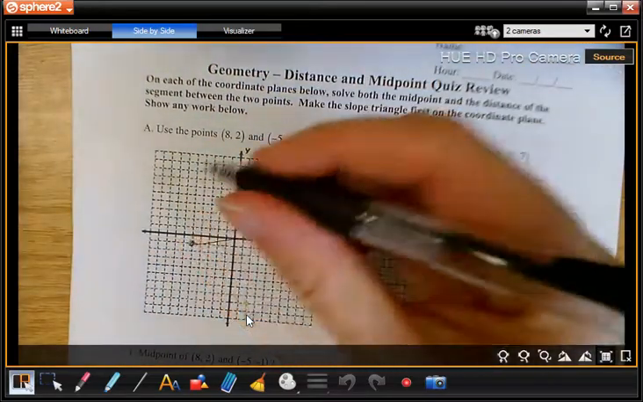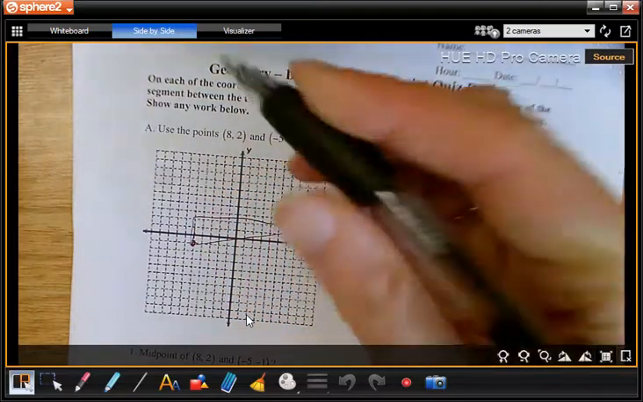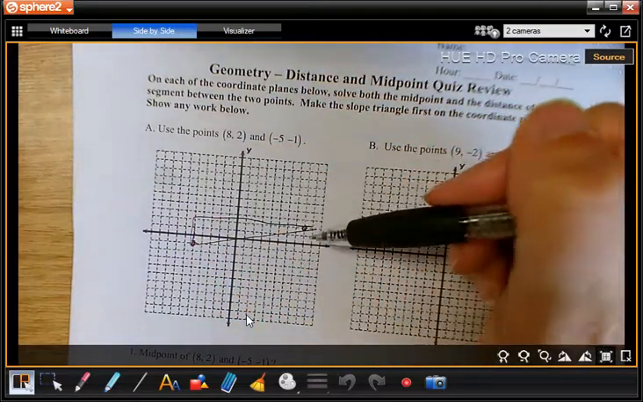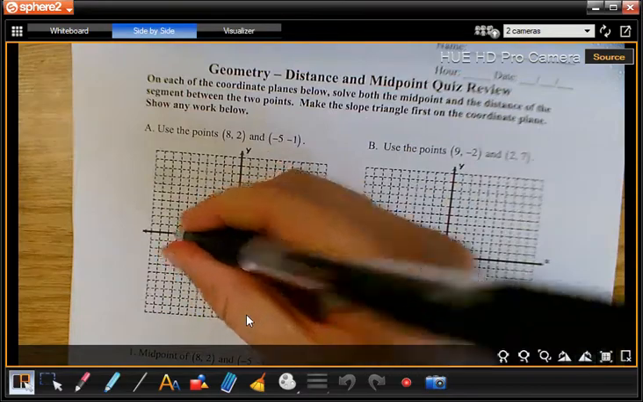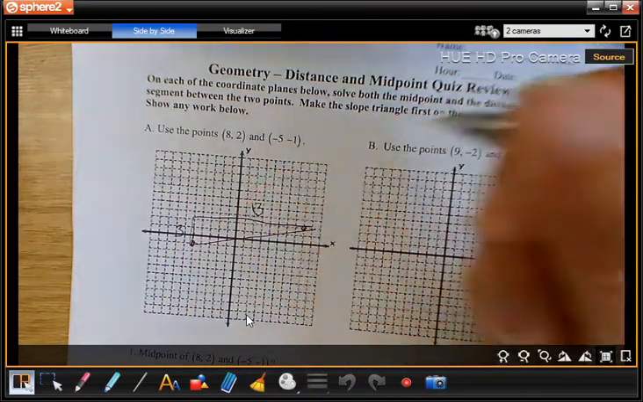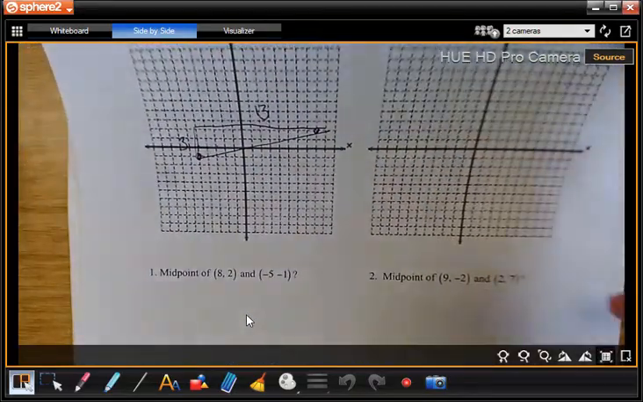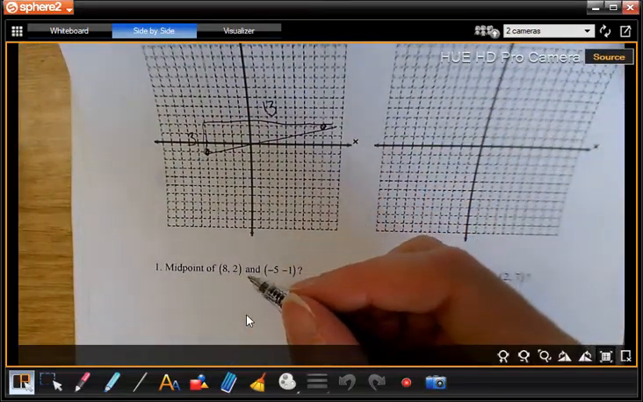Okay, I'm going to draw in that slope. So I went from negative 1 to 2, so I went up 3, and over 13. I don't like doing midpoint graphically when it's an odd number.